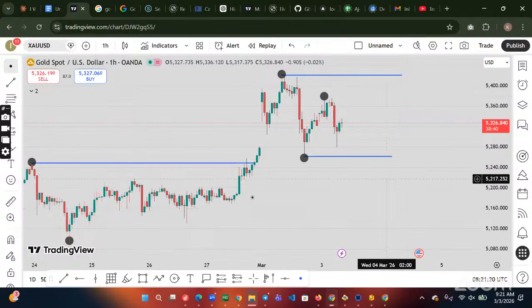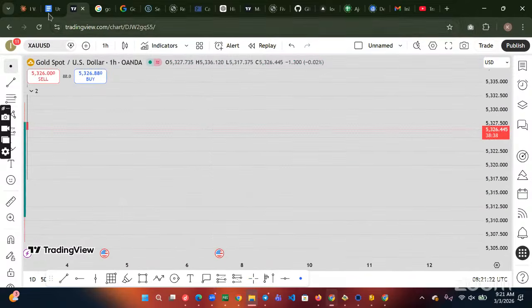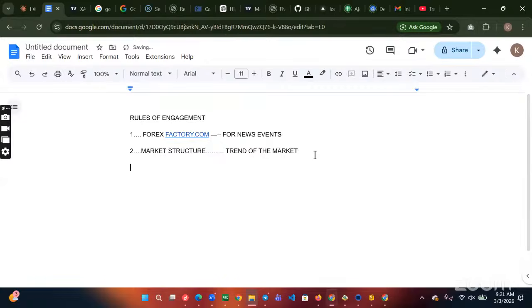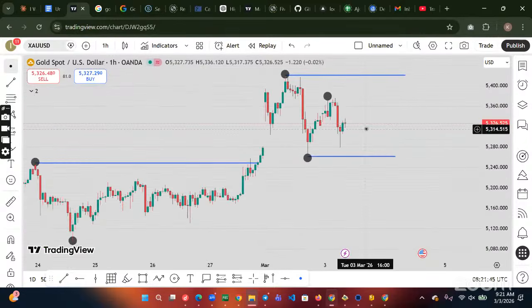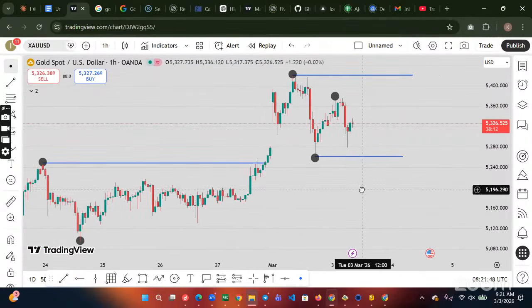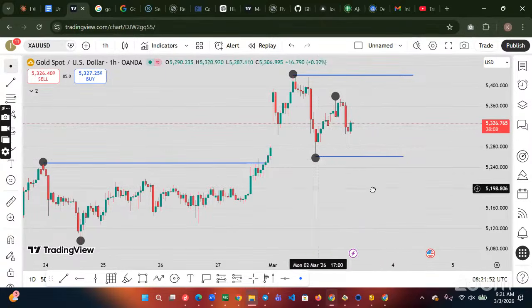So for me, there is what I use in marking levels. Number 3, I look for valid POIs. Now, valid POIs, this is what we call points of interest. A point of interest is the area that I am interested in buying. And for me, I'm focusing on pending orders, right?